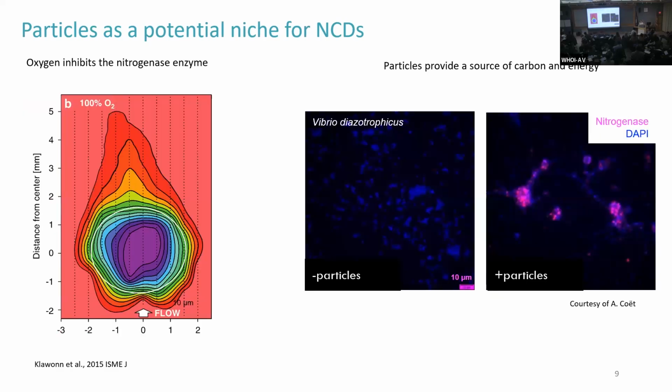But why would particles be a good niche for these guys? Particles are also thought to have an oxic core above a certain size and a certain density. This could be good for nitrogen fixation because the process is deactivated in the presence of oxygen. But also, as we know, particles are hotspots of organic carbon in a very diluted ocean. This is a very simple experiment in the lab. If you take Vibrio diazotrophicus, a lab rat, and cultivate it with or without particles, it's only with particles present that they express nitrogenase. Nothing happens if particles are not there.